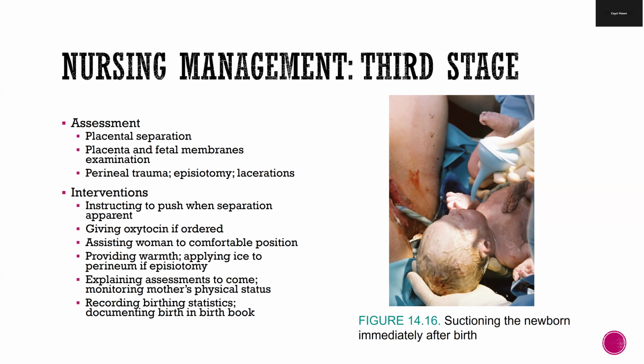So, signs of placental separation: the uterus starts to contract firmly. The uterus changes in shape to a globular shape. There's a sudden gush of blood from the vagina. And as the placenta pulls away, the umbilical cord appears to lengthen and protrude more from the vagina.